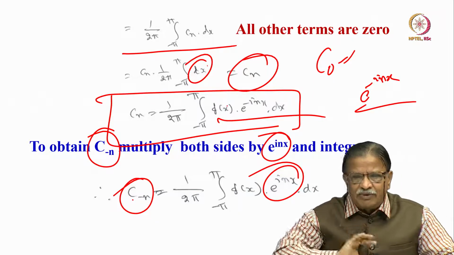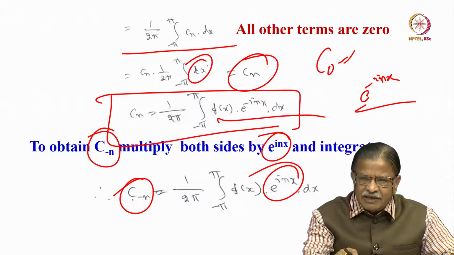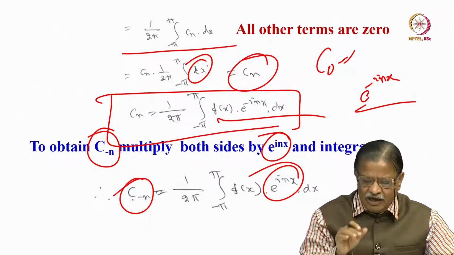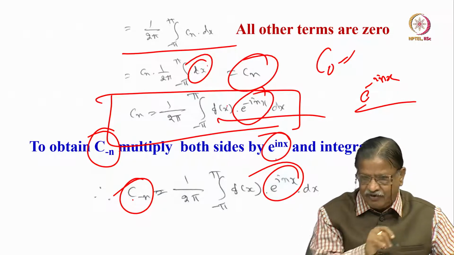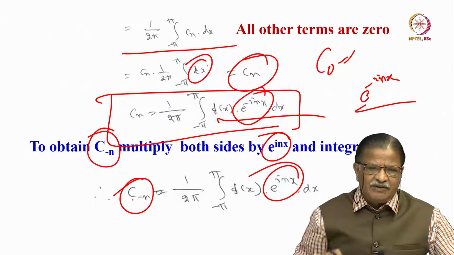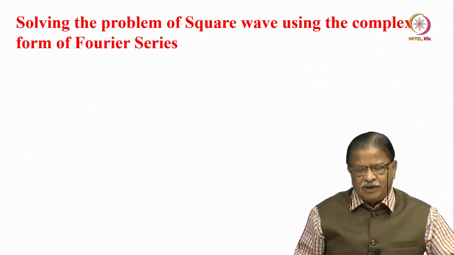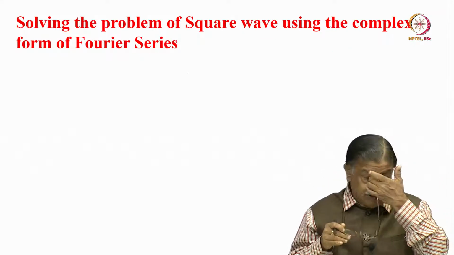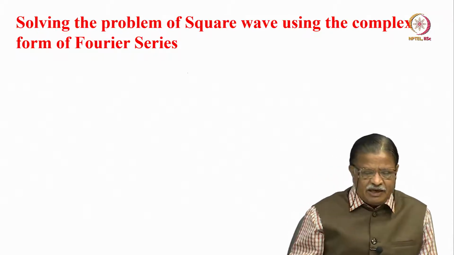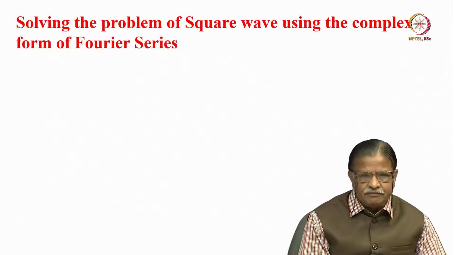So, all the 3 types C0, Cn and C minus n, all the coefficients we can obtain by simply integrating the function from minus pi to plus pi, this f(x) dx. In one case there is no multiplication for C0, but in other case you have to multiply by the corresponding exponential function, either e to the power of minus inx or e to the power of plus inx, and then integrate and do this substitution. So, this is very easy. This is what we have to do to obtain the coefficients C0, Cn and C minus n. Okay, this is the way to express the complex form of Fourier series.